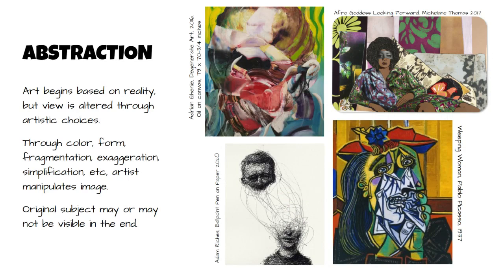These paintings and drawings are abstractions. A lot of times in abstraction, you can still see the form that it began with. All 4 of these started with a face, but through fragmentation, exaggeration, simplification, the artist manipulates the image. Usually this is for a purpose of expression. The original subject is usually visible in the end, but to different degrees.